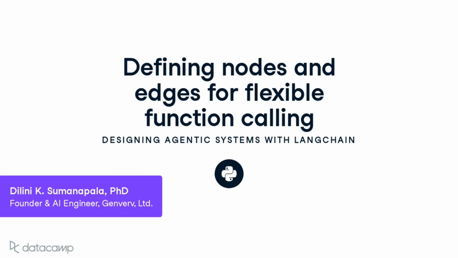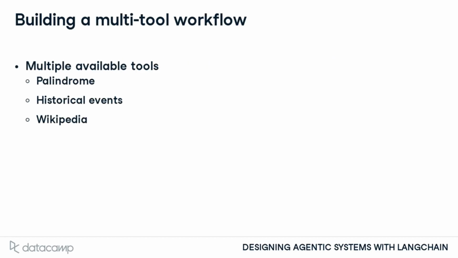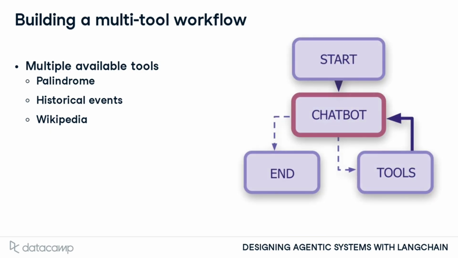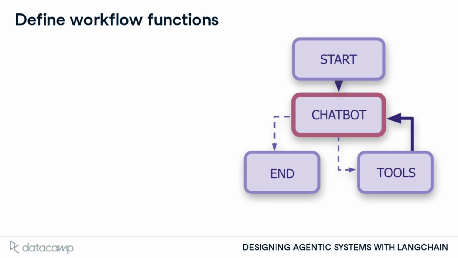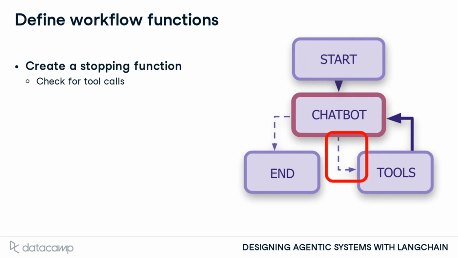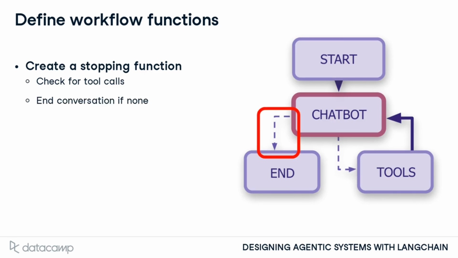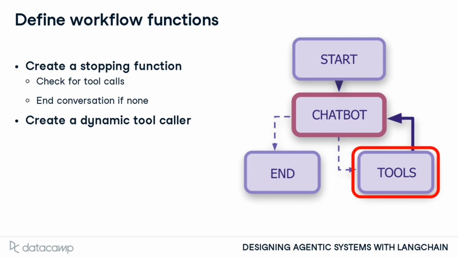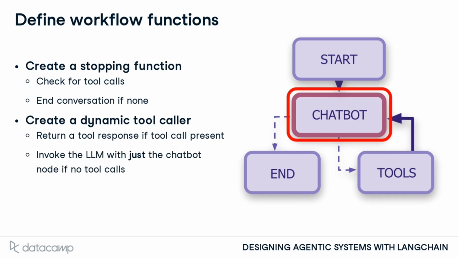You're on a roll. Now that our palindrome, historical events, and Wikipedia tools are ready to go, let's incorporate them into a new chatbot workflow. Let's start building the first of two workflow functions, which is a stopping function that decides whether to call tools or end the conversation if there is no tool call in the last message. The next function is a dynamic tool caller that returns a tool response if a tool call is present, or invokes the LLM with the chatbot node if there are no tool calls.